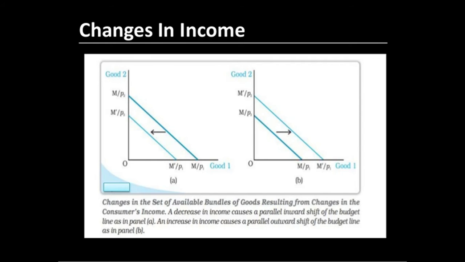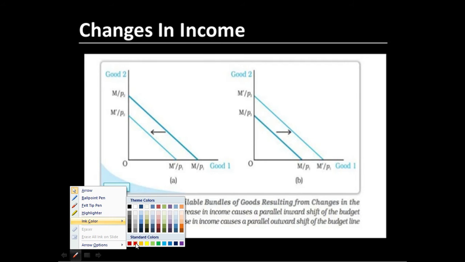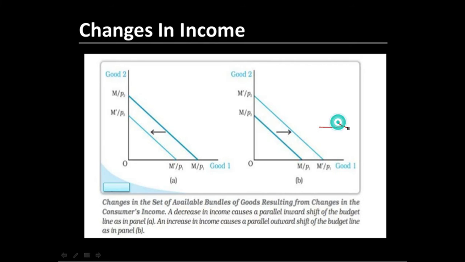This is due to change in income. When income increases, the budget also increases. So when income increases, the budget line will shift to the right. That is this situation. This is due to increase in income, and this is due to decrease in income. When the income of a consumer decreases, the budget line will shift leftward. So this is shifting from one place to another.